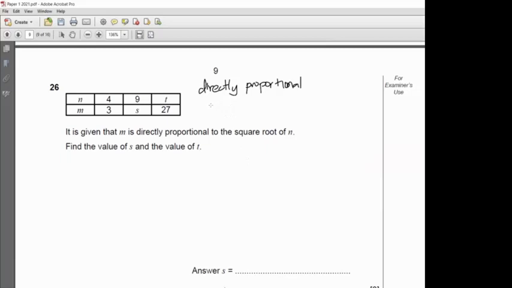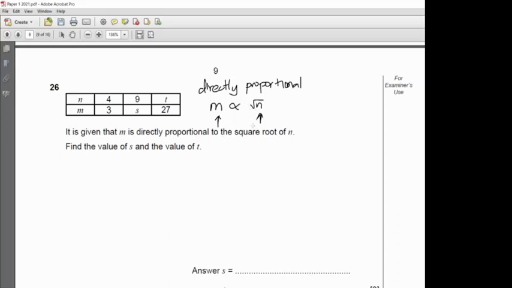So here we are told that m is directly proportional. We use the symbol alpha. It is directly proportional to the square root of n. So when I write it like this, this reads as m is directly proportional to the square root of n. So if m goes up, then the square root of n also goes up. If m goes down, the square root of n also goes down.